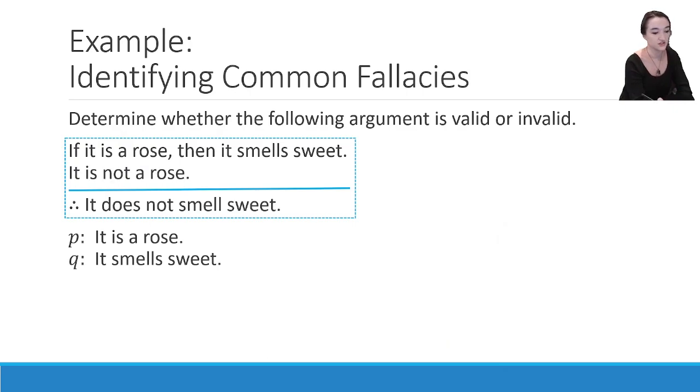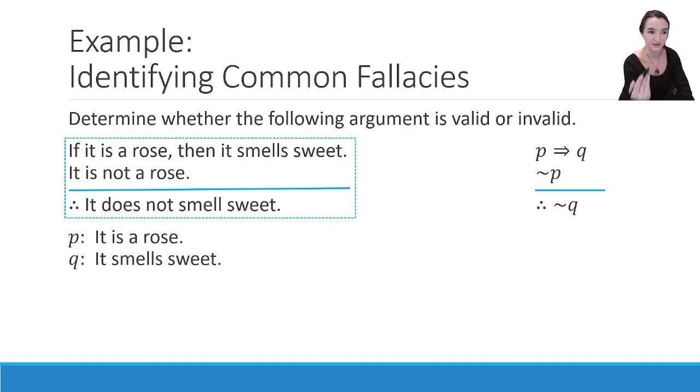Here we have, I've now changed it to, it is not a rose, and therefore it does not smell sweet. So same P, Q, same if P then Q, but now this is the negation of P, and we're concluding the negation of Q. Once again, if we think this out, it would make sense to say that this would have to be a fallacy because plenty of things smell sweet that aren't roses, right?